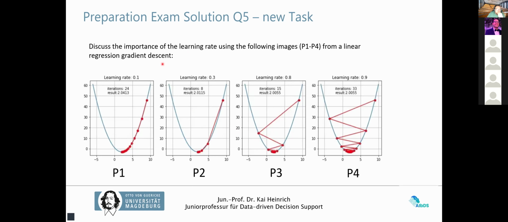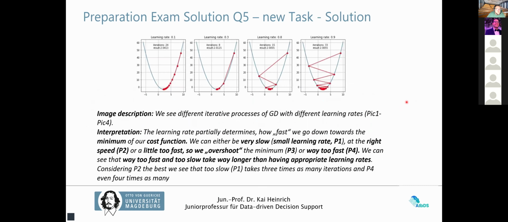Okay. Next, Q5: discuss the importance of the learning rate using the following images, P1 to P4, from a linear regression gradient descent. This is a new task. First, I want you to digest the whole thing. So it's important: this is a linear regression gradient descent. You know it's a linear regression model that gets trained, and what you get is an output here. Now there are questions related to this.